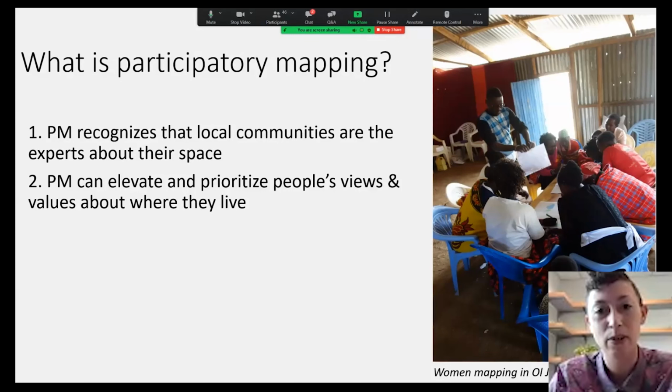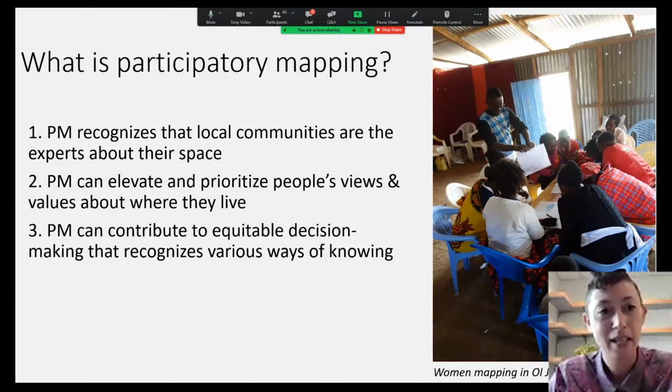So participatory mapping can elevate and prioritize people's views and values about where they live. If you think about any sort of urban planning, ecological planning, conservation planning, whatever it is, even transportation, just think about all the different ways we use maps to make decisions on the ground and to make decisions that affect people's livelihoods, the economy, ecology, et cetera. So this number two is kind of getting at how empowering folks to be able to express themselves through maps can really help change that sociopolitical landscape and power structure. And then lastly, participatory mapping can contribute to equitable decision-making that recognizes various ways of knowing.